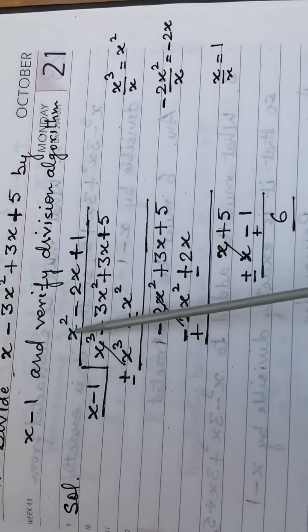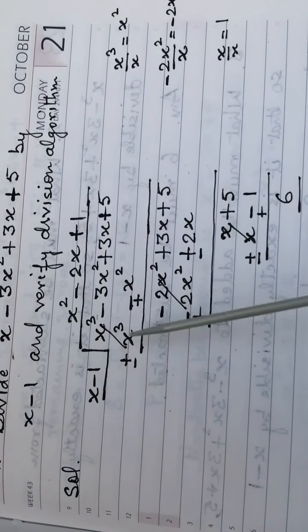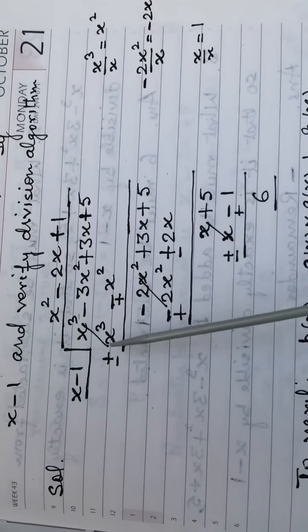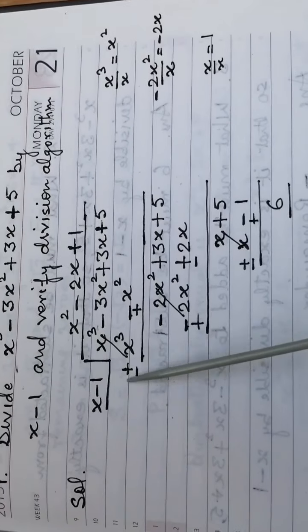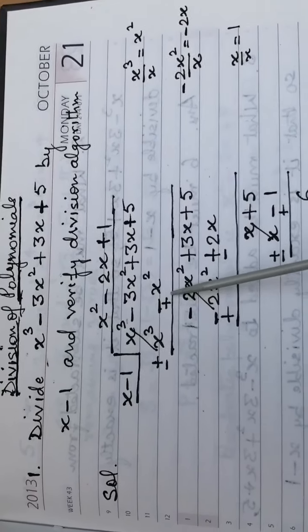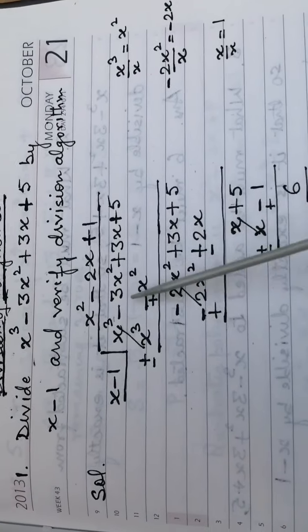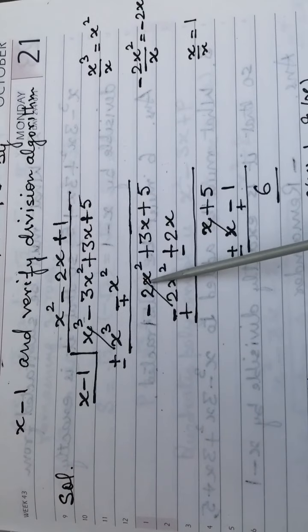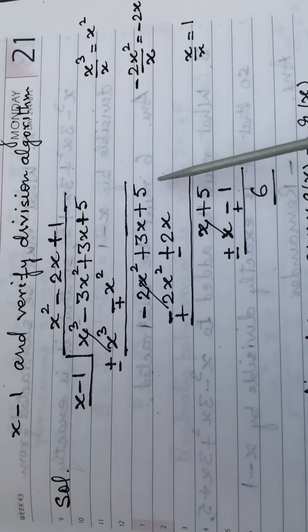Now multiply x square by both. So x square into x is x cube and x square into minus 1 is minus x square. Now change the signs. No sign you were having here, that means it is plus, so it becomes minus, and here minus changes to plus, so they get cancelled. Now minus 3x square plus x square will be minus 2x square, then plus 3x plus 5 as it is.